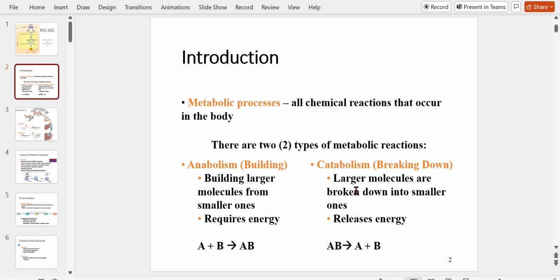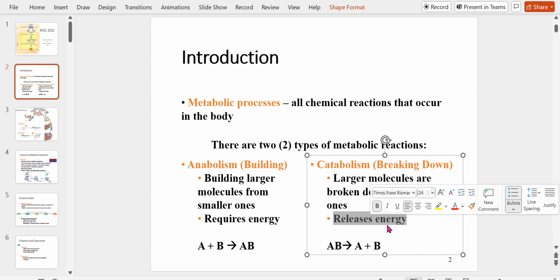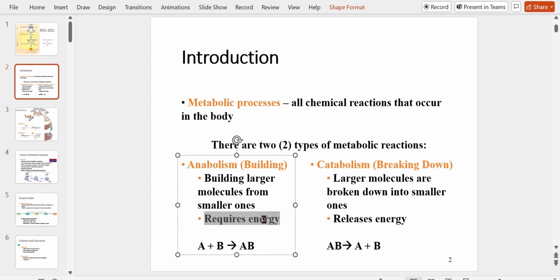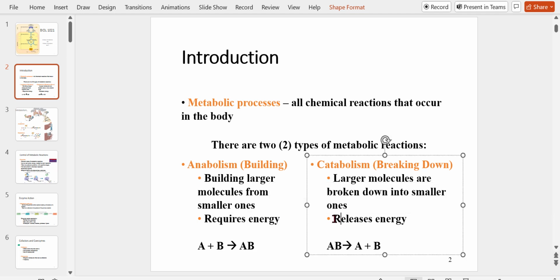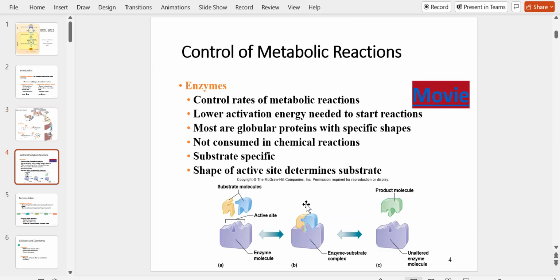Catabolism, breaking down, is the opposite, where you're taking larger molecules and breaking them down into their smaller constituents. This allows for the release of energy. Anabolism requires energy. Catabolism releases energy. Okay? And you've seen this slide before, the whole idea. Anabolism, building, requires ATP. And catabolism, you're breaking down these bigger molecules, you're releasing energy in the process. Okay?